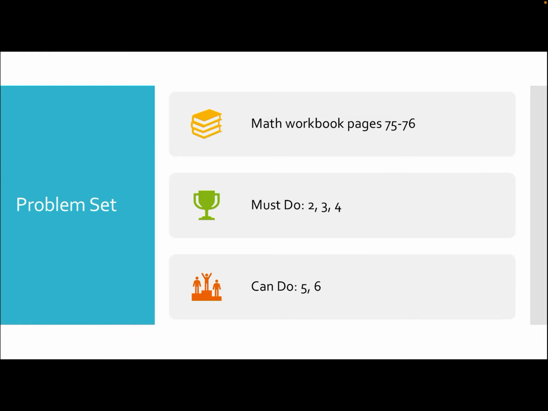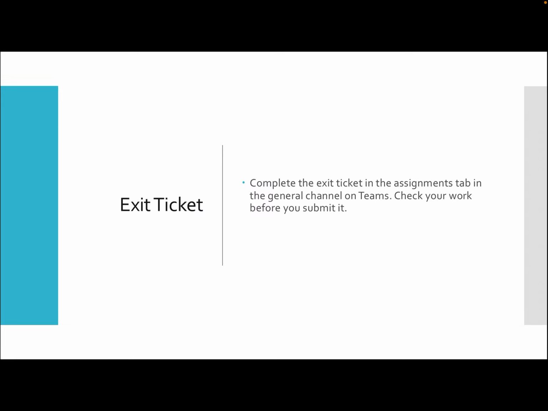For your problem set, you're going to be in your math workbook on pages 75 and 76. Your must-dos are 2, 3, and 4. Your can-dos are 5 and 6. Once you finish your problem set, please make sure that you do complete your exit ticket. It is in the assignments tab under the general channel. Make sure that you check your work and you read the directions carefully before you click submit. If you have any questions, let me know in your private channel.